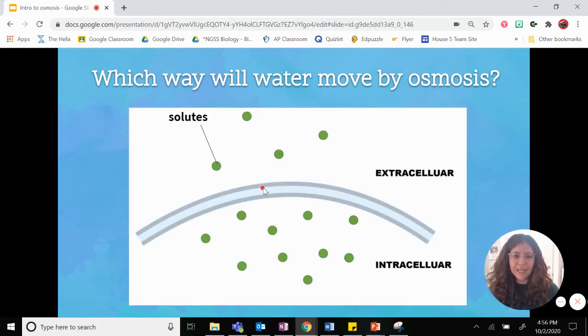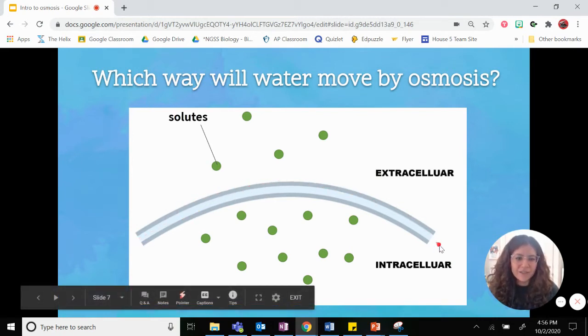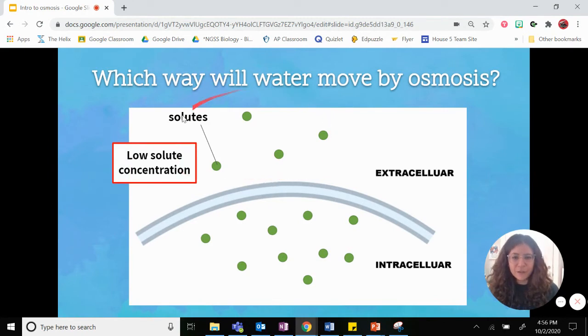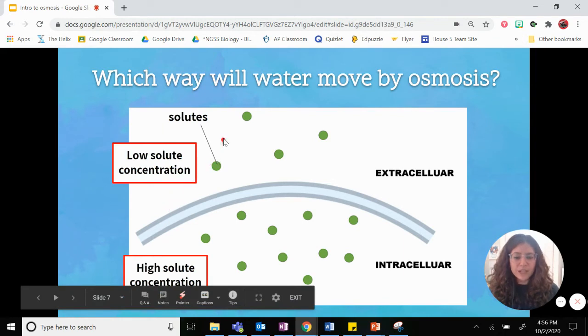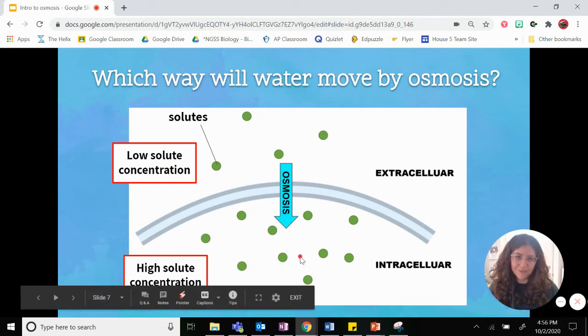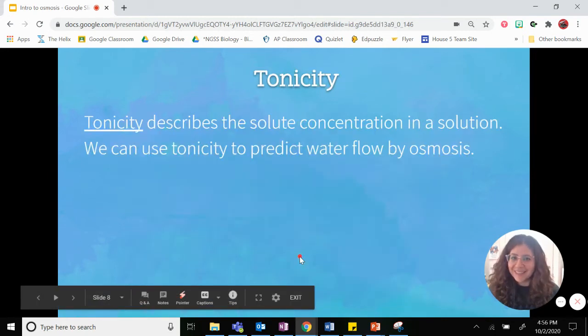Okay, one last one. How about in this example? So this example is set up more like a cell where we have a cross-section of a cell membrane, and then we have intracellular, meaning inside the cell, and extracellular, meaning outside the cell. So which way is the water going to move? So we follow the exact same protocol. Outside the cell, there's fewer of these solutes. That's the low solute concentration. Inside the cell, there's more, and so water always moves from low to high solute. So in this case, water is going to move into the cell. Good, so we got it.